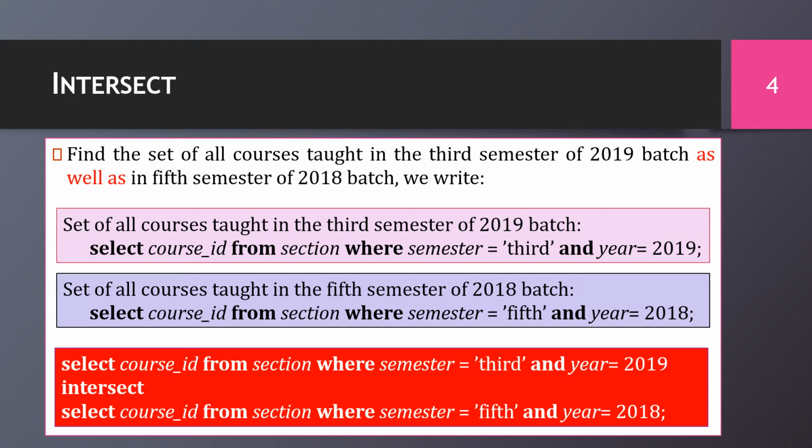So the query becomes select course ID from section where semester is equal to third and year is equal to 2019 intersect select course ID from section where semester is equal to fifth and year is equal to 2018. So the keyword intersect returns the rows that are common to both the relations. Here we want to find out the set of courses taught in the third semester as well as in the fifth semester, so the common courses from the third semester as well as the fifth semester will be returned.